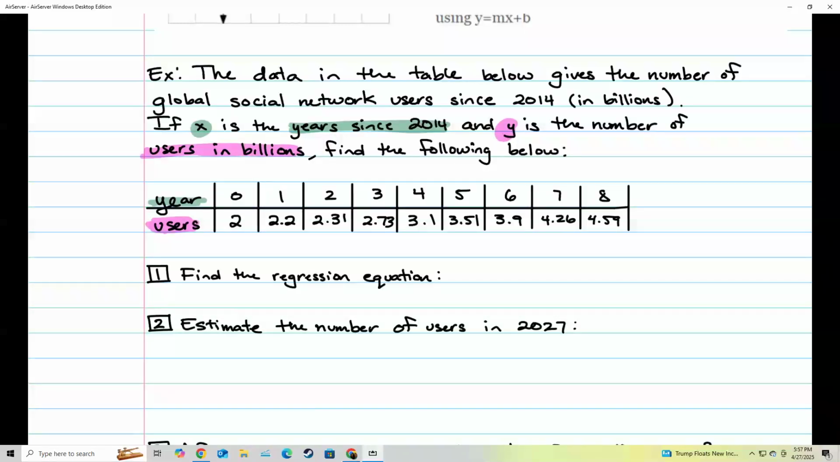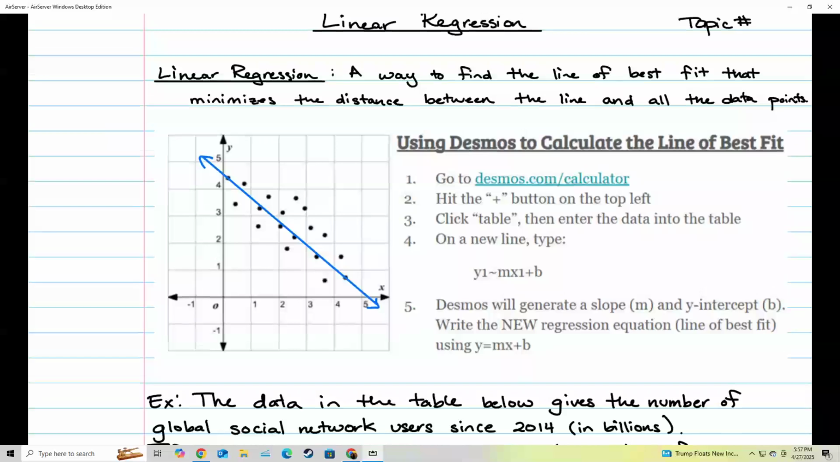And now we're going to practice finding the line of best fit. So if you can, hopefully you have an iPad or a Chromebook, I want you to go ahead and try to follow these steps. Go ahead and press pause on the video if you have to. But we're going to follow these steps right here.